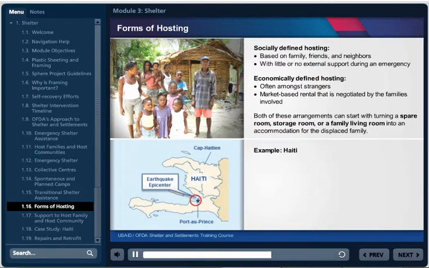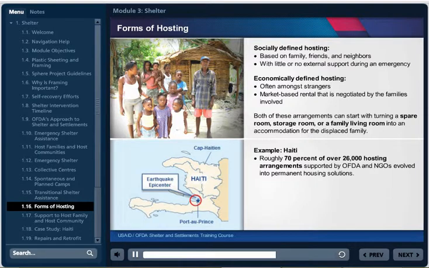In Haiti, it was found that 70% of over 26,000 hosting arrangements supported by OFDA and NGOs evolved into permanent housing solutions. That's over 18,500 families that didn't need permanent housing, didn't get in a queue for transitional shelter repair program, and didn't end up in a camp. This is very substantial. This is a very effective way of sheltering people.